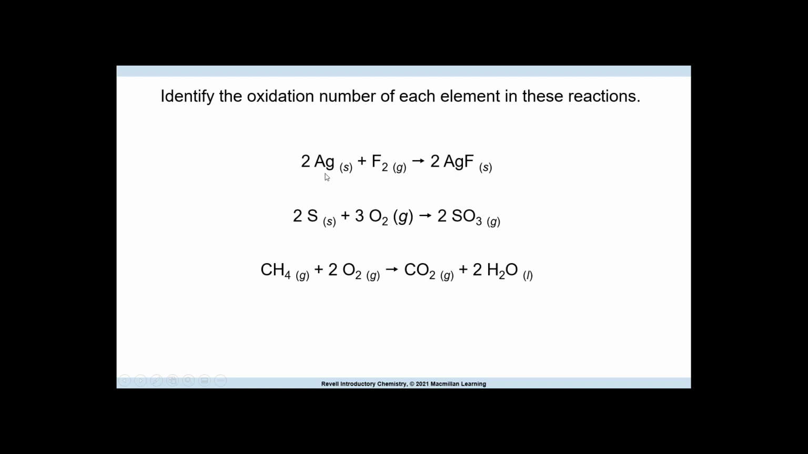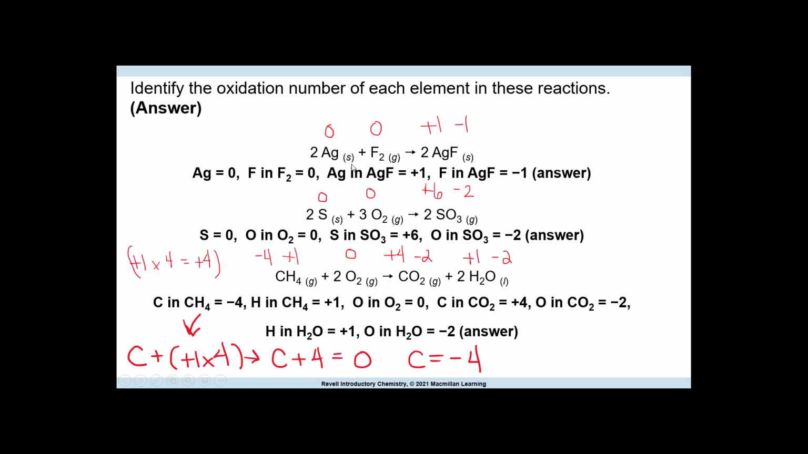The first reaction here is in its natural state. Silver is a metal, so that's where you get the 0 from. F2 is a diatomic gas, so it's a 0. But as they combine, something happened. Electrons were taken from one and the other one gained them. So in this case, we have silver that is +1 and fluorine that's -1. Silver lost its electron, matching the charge, and fluorine took the electron for this compound to actually be produced.